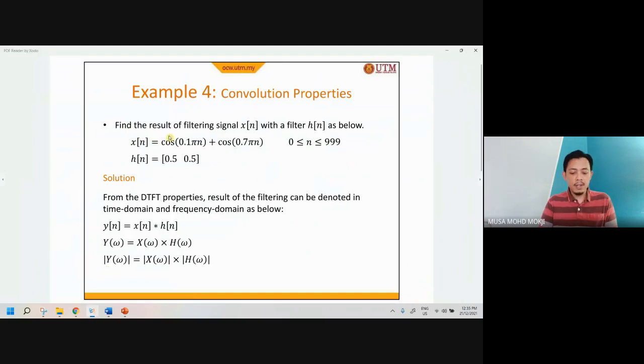Find the result of filtering signal x[n] with a filter h[n] as below. We have this signal x[n], which is cos(0.1 pi n) plus cos(0.7 pi n). Of course, this is just a very simple example of a signal. Normally a signal doesn't have only 2 frequencies, but this signal has only 2 frequencies. The first frequency is 0.1 pi. The second frequency is 0.7 pi.